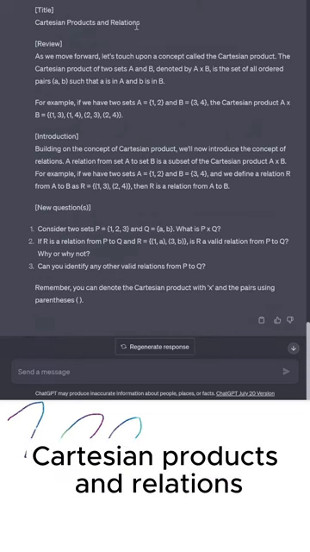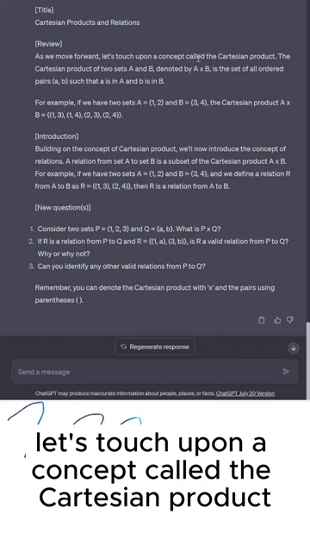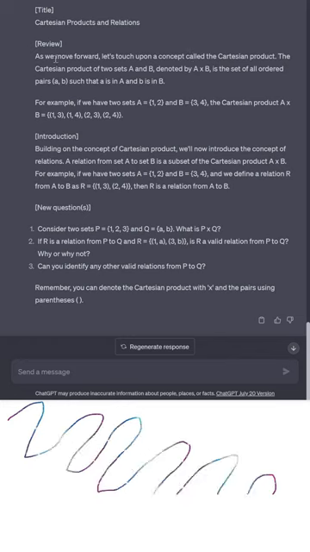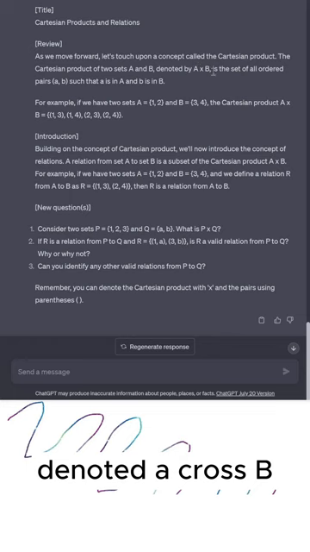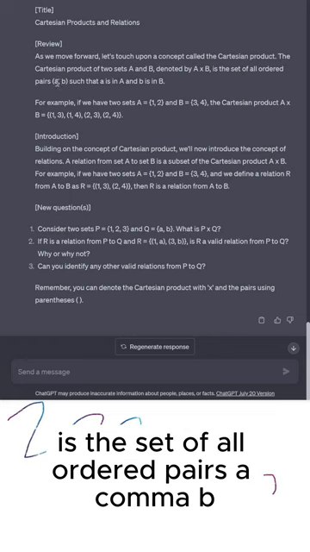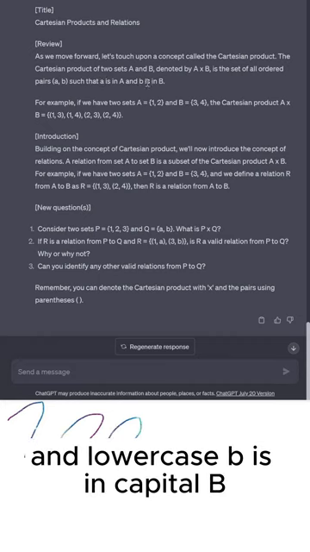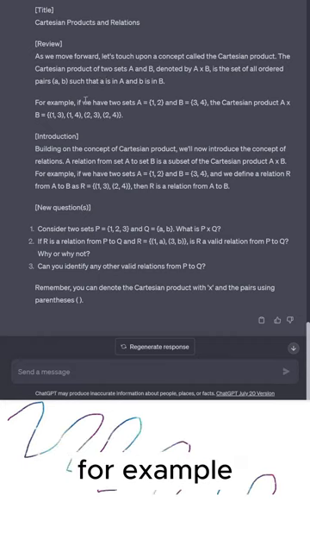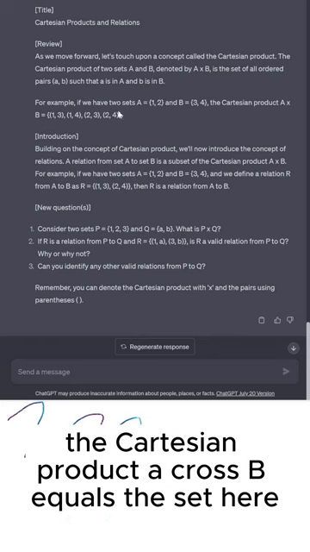Cartesian products and relations. As we move forward, let's touch upon a concept called the Cartesian product. The Cartesian product of two sets, A and B, denoted A cross B, is the set of all ordered pairs (a, b) such that lowercase a is in capital A and lowercase b is in capital B. For example, if we have two sets A equals {1, 2} and B equals {3, 4}, the Cartesian product A cross B equals this set here.